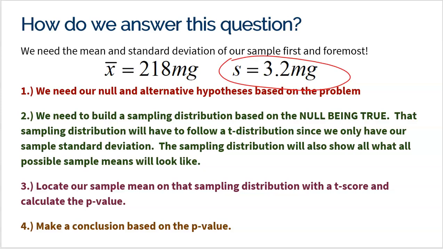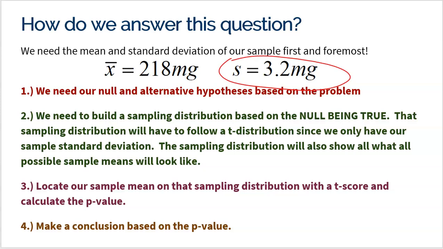All right, now the sampling distribution will also show us all possible sample means. And that is really what's important, because then we can say, where does our 218 fit in? That's actually step 3, locating our sample mean on that sampling distribution. We're going to have to use a t-score because it's a t-model, and we're going to talk about that.